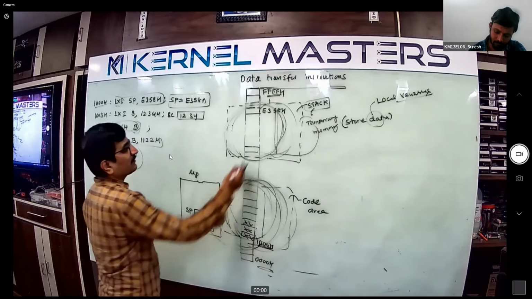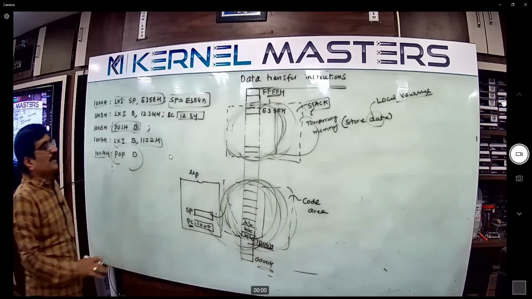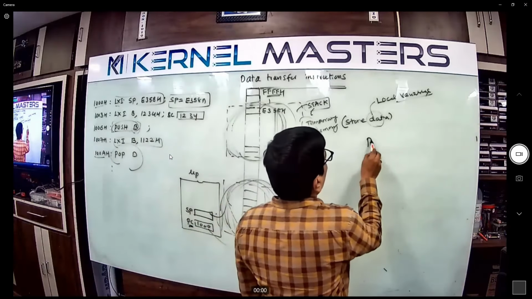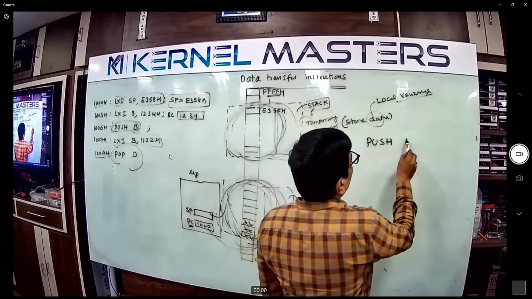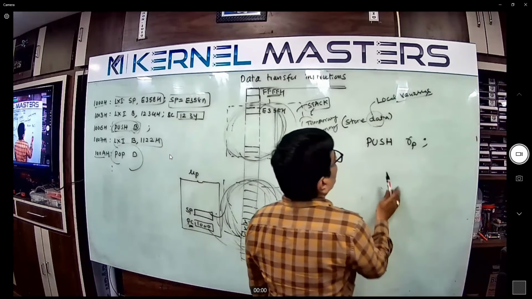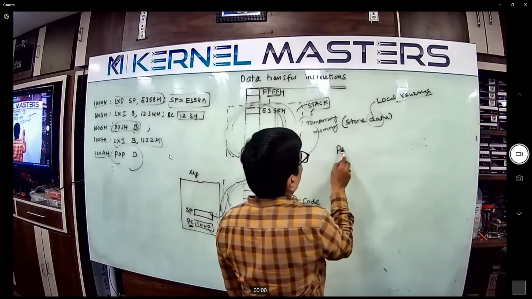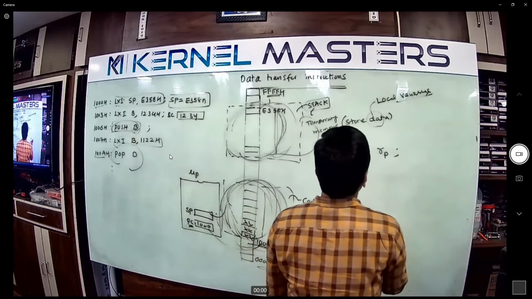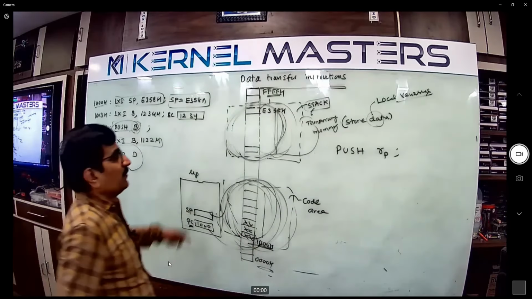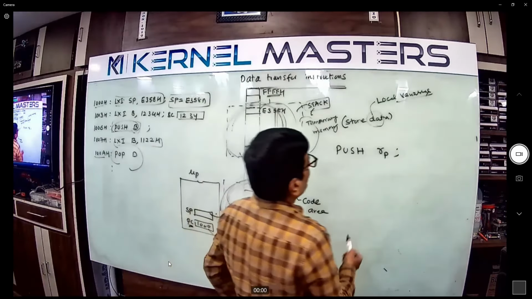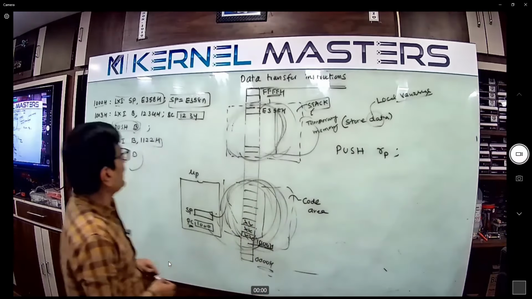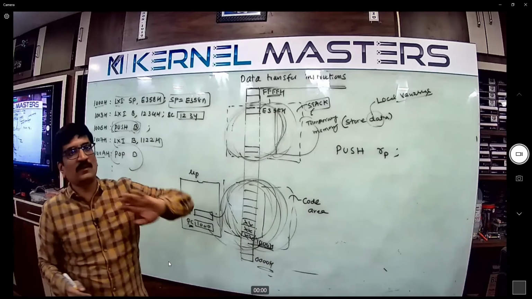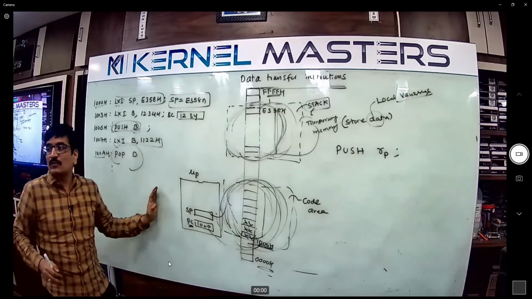So now how does the push instruction work? Very important. Push RP. Push is a register pair instruction. Push register pair. The meaning of push is to transfer the data to a memory location. It is the same as store.